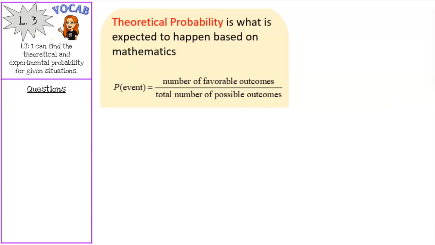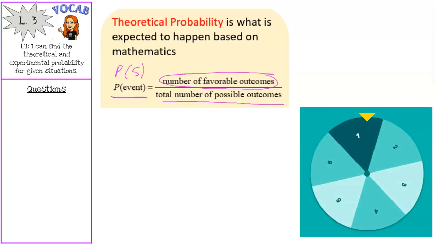So this is what we were working on last class. We have the probability of the event happening, and on the top would be the number of favorable outcomes, or what we want to happen. So like if it was the probability of rolling a 5, then that favorable outcome would be rolling a 5. And then the total number of possible outcomes. So let's give that an example.